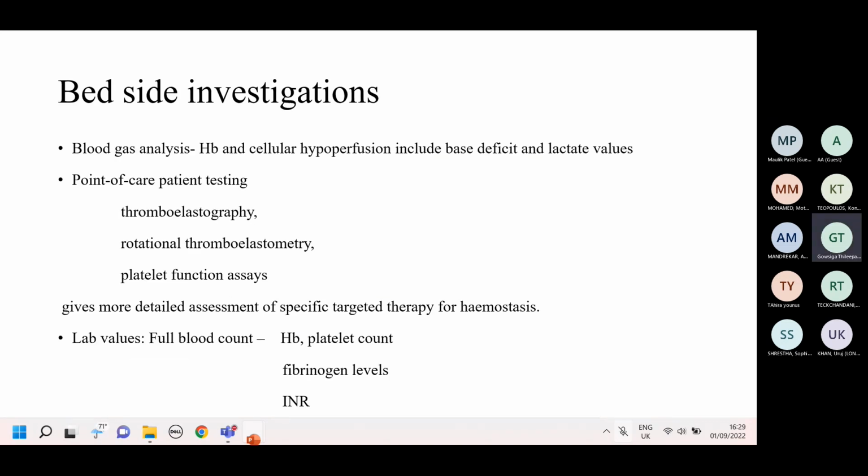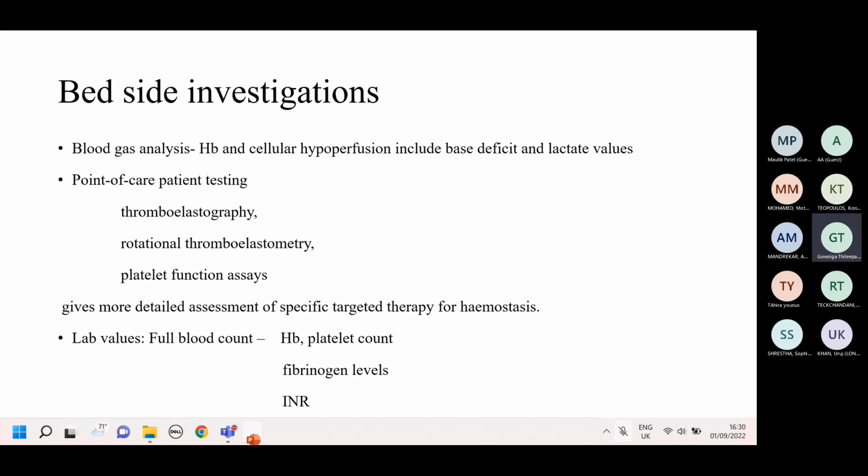Okay. So, how do you detect this patient at the bedside, in addition to your clinical assessment and monitoring? You can do a blood gas. If you think of hypoperfusion, just do a blood gas and see his hemoglobin, hematocrit, and the cellular hypoperfusion indicators, lactate values, and base deficit. When the patient's lactate is increasing and he is getting acidosis, think of cellular hypoperfusion because of hypovolemia. It's an easy bedside test to assess early.